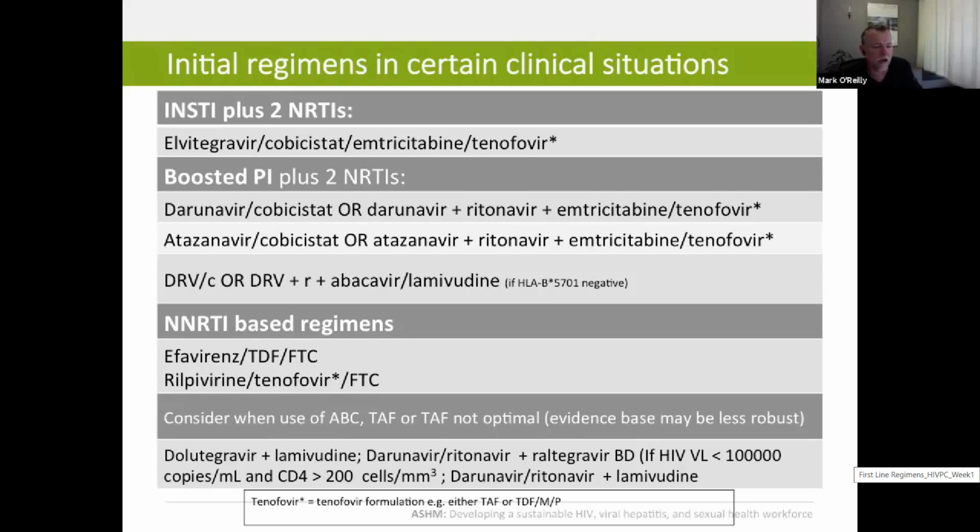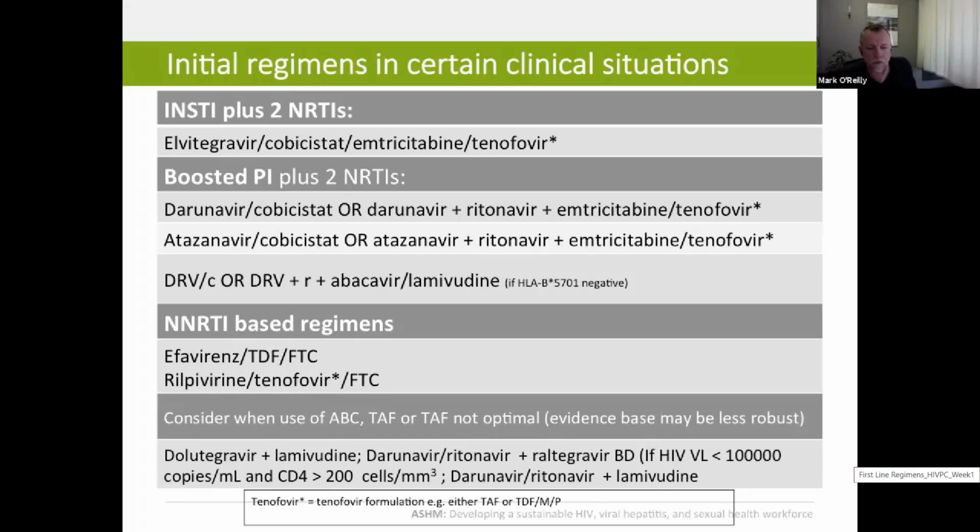When you can't use abacavir, tenofovir, or TAF, we have some evidence for other regimens which are not standard triple therapy regimens. The evidence for some of these regimens may be a little bit less robust. The first one, dolutegravir and lamivudine, we've actually talked about on the slide before this, Dovato, and we do have robust evidence for use of that in the treatment-naive individual setting.